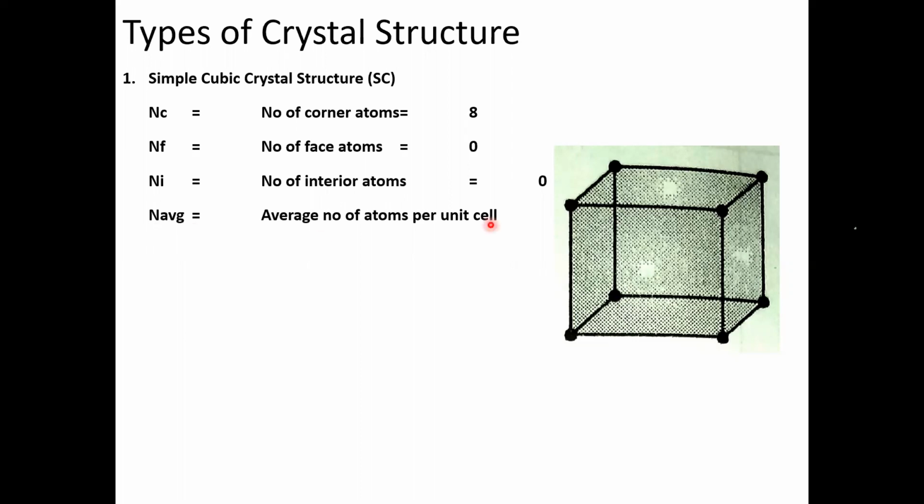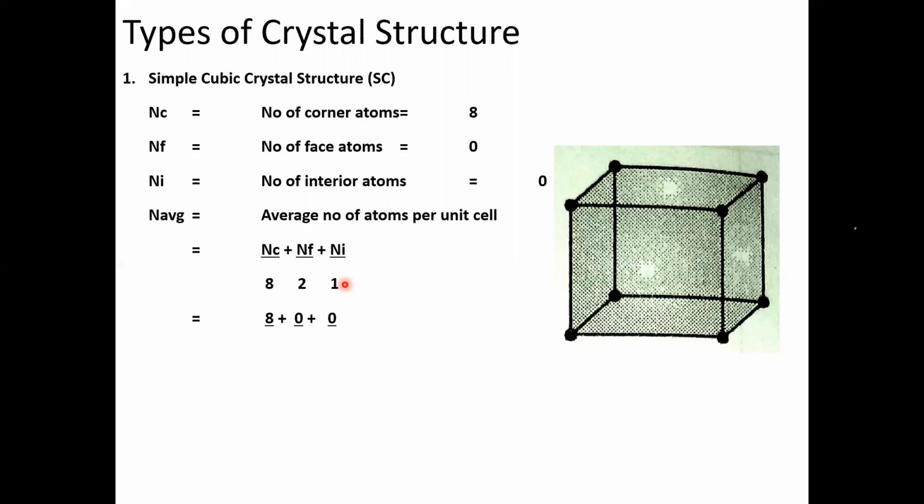Average number of atoms per unit cell. So this is the formula to calculate the average number of atoms per unit cell. So what is the formula? N average is equal to Nc divided by 8, where Nc stands for the number of corner atoms, plus Nf by 2, where Nf is the number of face centered atoms, plus Ni by 1, where Ni is the number of interior atoms. This is the formula to calculate the average number of atoms per unit cell for simple cubic, BCC and FCC.